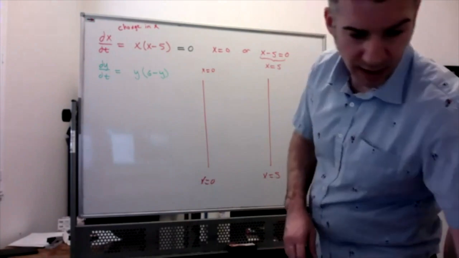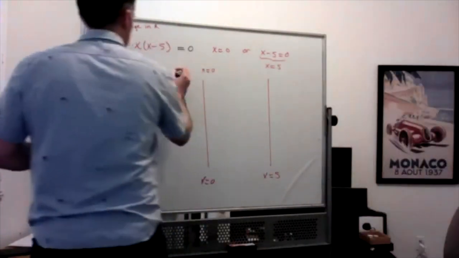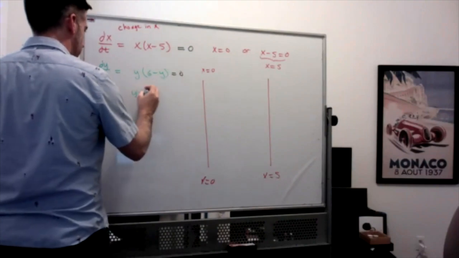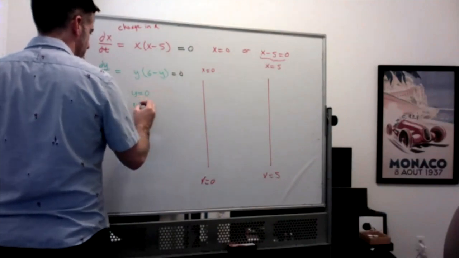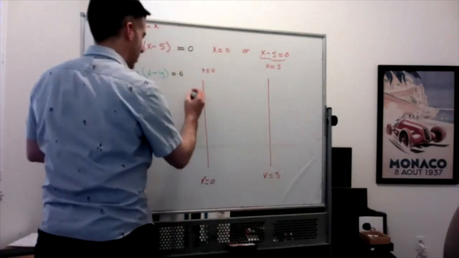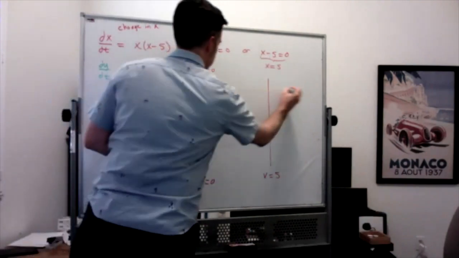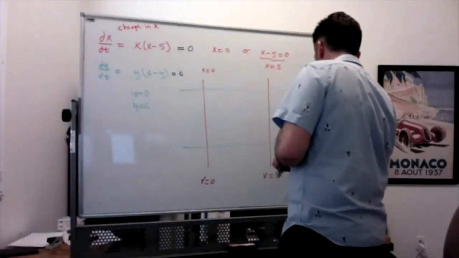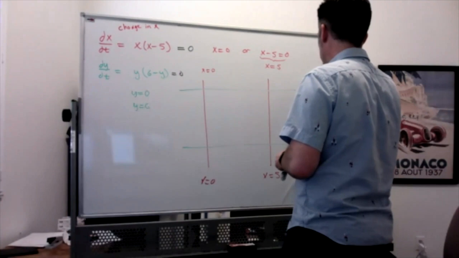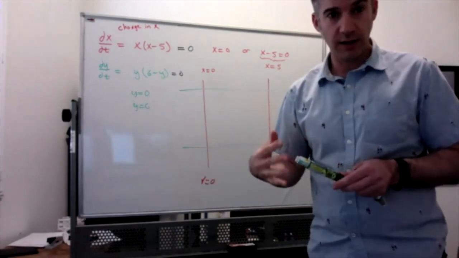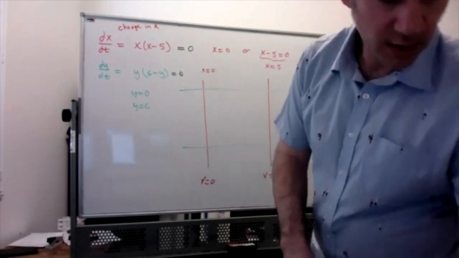So setting the other one equal to 0, we're going to get y equal to 0 or y equal to 6. So here's y equal to 0. Here's y equal to 6. Okay. And something to make note of, wherever different types of nullclines cross, you have an equilibrium.